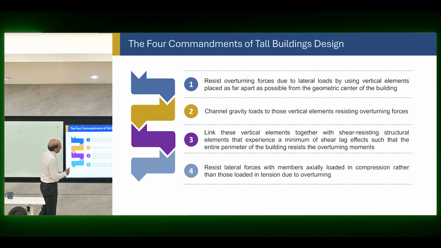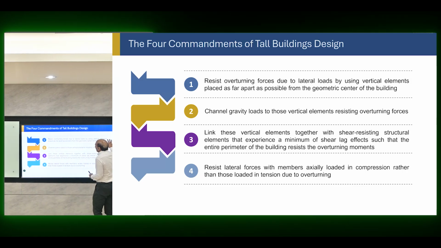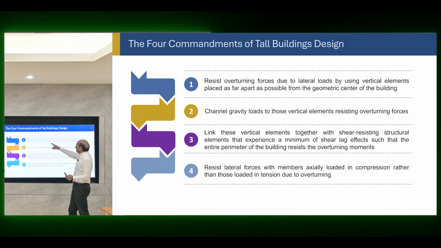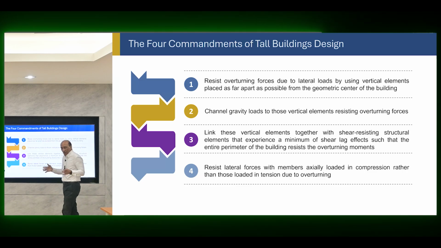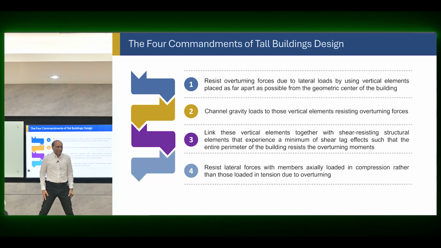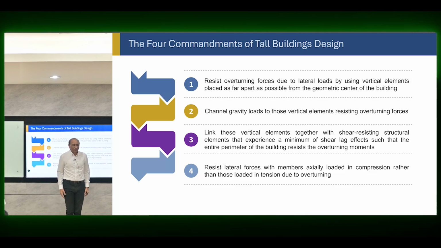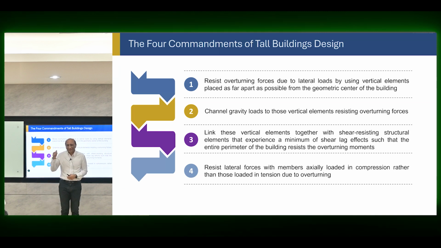Number 1, resist overturning forces due to lateral loads by using vertical elements placed as far apart as possible from the geometric center. It's logical. There's nothing complicated. If you want to stand strong, you have to put your legs like this, right? If I do it like this, it's unstable. If I do it like this, it's clear. It's very simple, but it's a basic rule. And if you can do that, you have a big advantage against lateral forces, right?